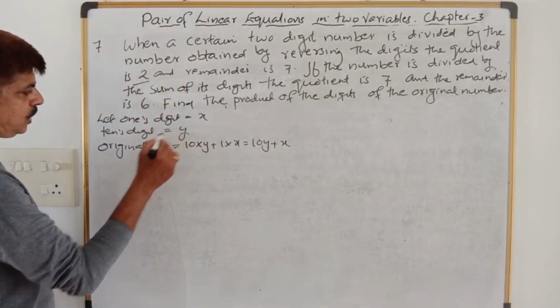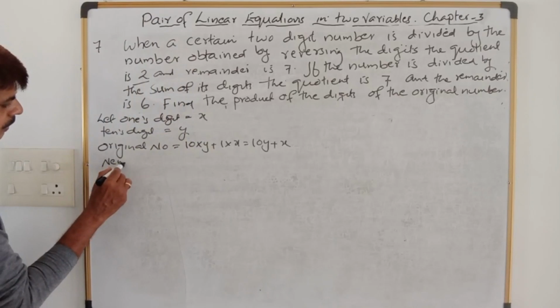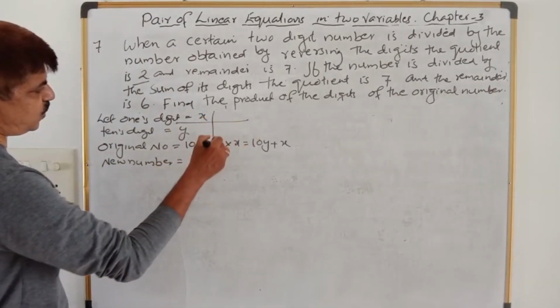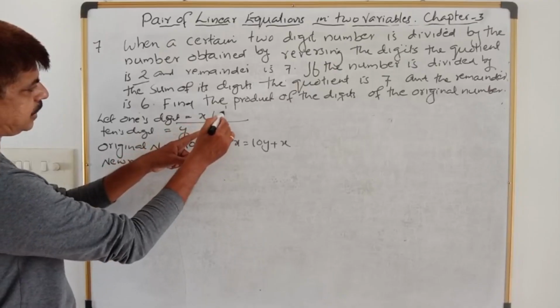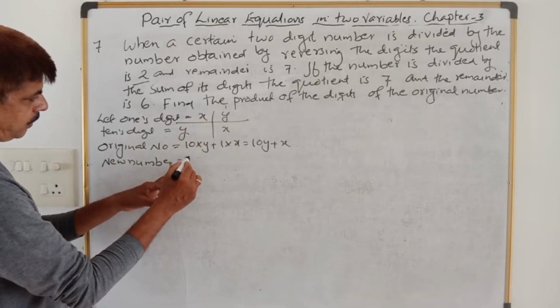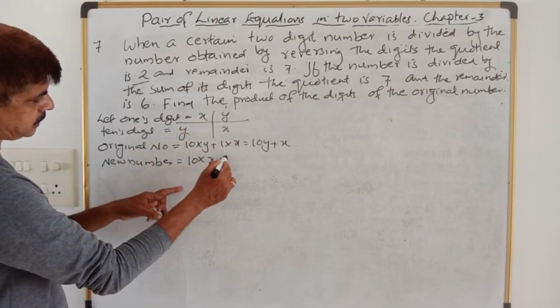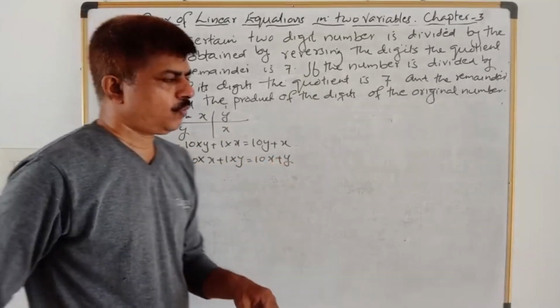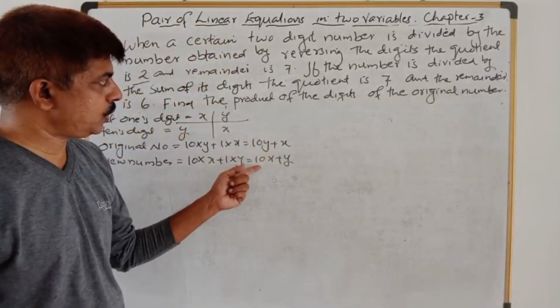Now we have to form the new number. How will the new number be formed? The new number can be formed by reversing the order, which means the 1's place becomes y and the 10's place becomes x. So the new number is 10 into x plus 1 into y, we are getting 10x plus y. So we already found the two numbers.